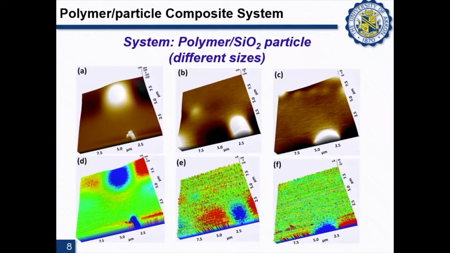Another investigation object is the polymer particle composite system. Here the system is a polymer with silica particles of different sizes. And here are the 3D images of the topography and the thermal image.